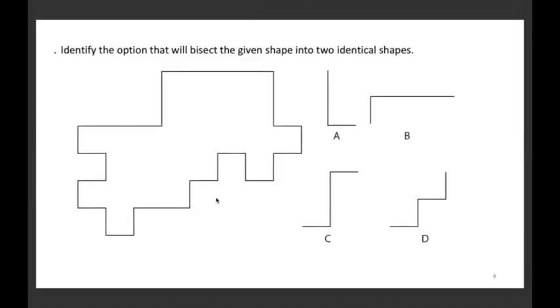You have to identify the option that will bisect the given shape into two identical parts. You're given a big piece. Which of the lines or options here will divide or bisect the shape into two identical shapes is what you have to identify. Here in this case, A or B, you might get confused, but B is the one which will correctly bisect the shape into two equal parts. If in case of A, the line comes here. In case of A, I'll draw it in a different color. The line comes here.